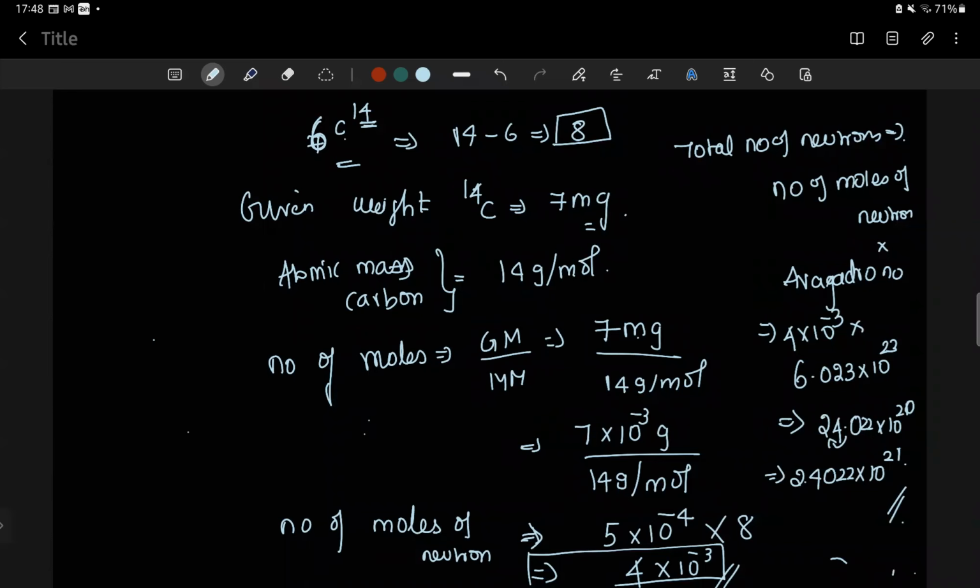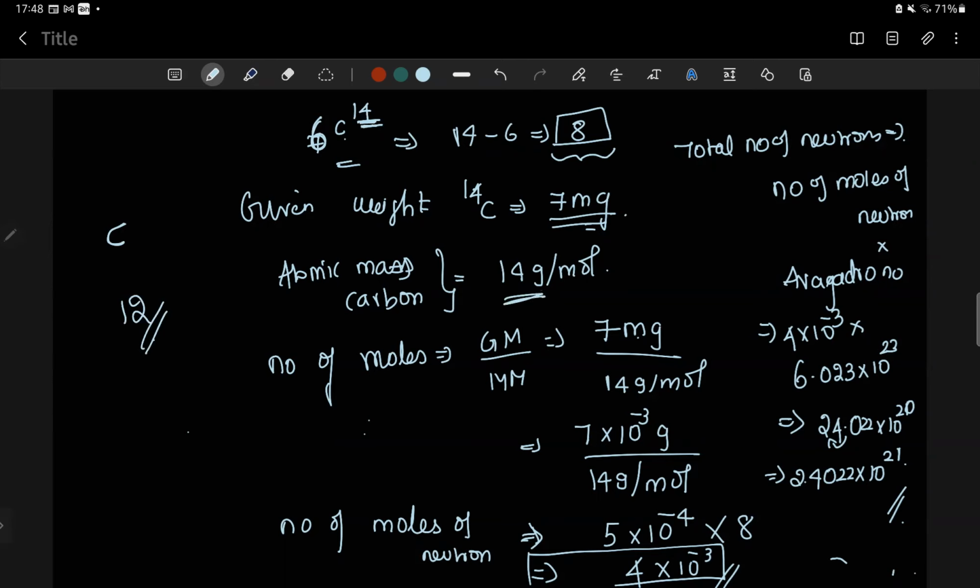Is anyone having a doubt in this problem? No, ma'am. Everyone got this? Yes. First, we are figuring out the number of neutrons present in the carbon 14 isotope. The given weight is 7 milligram. When they have simply said carbon, we take the atomic mass as 12. But here they have specified 14, so that is why we are taking the atomic mass of carbon here as 14.